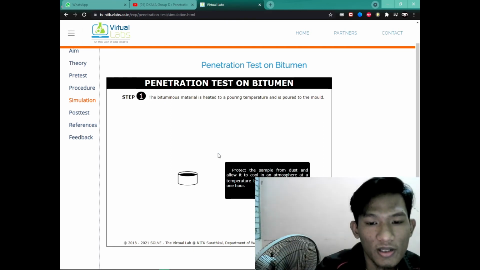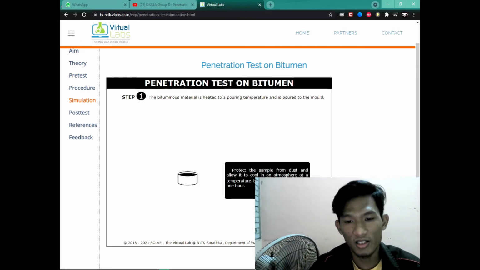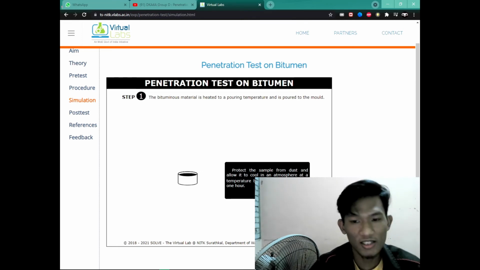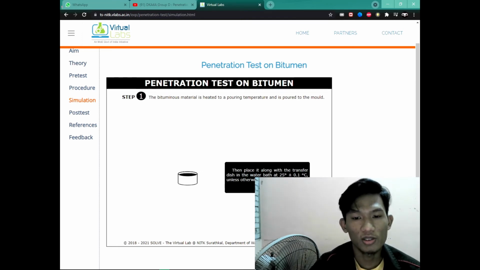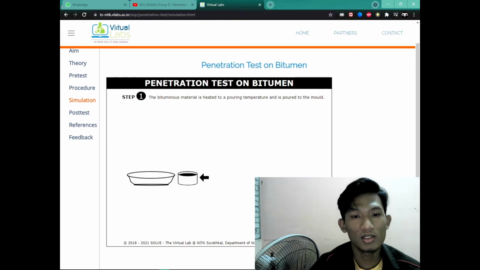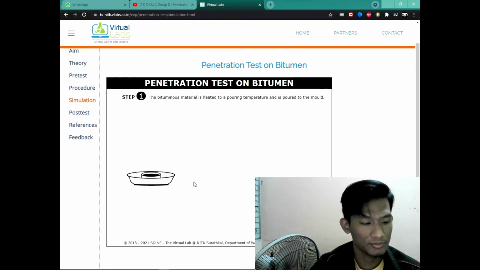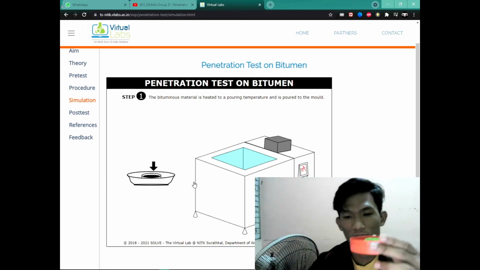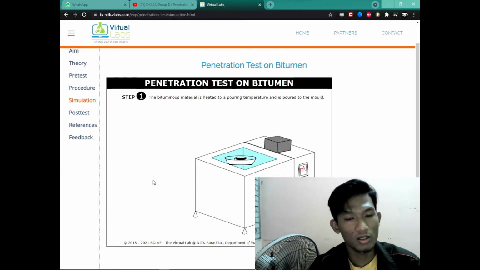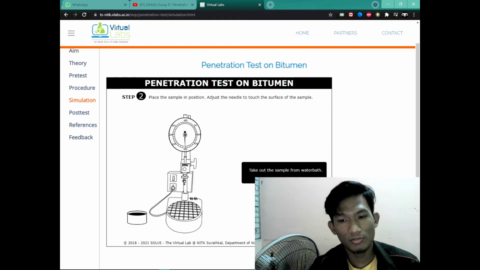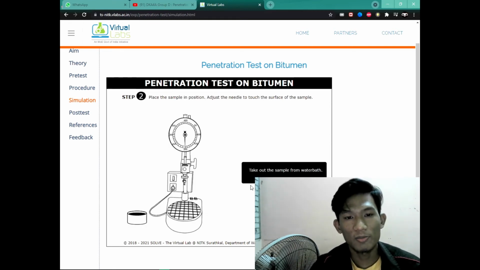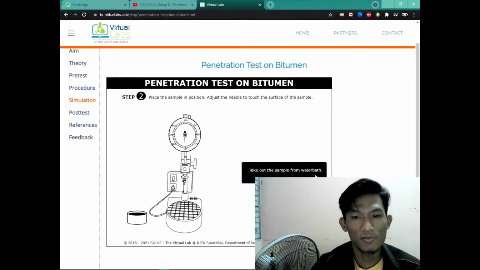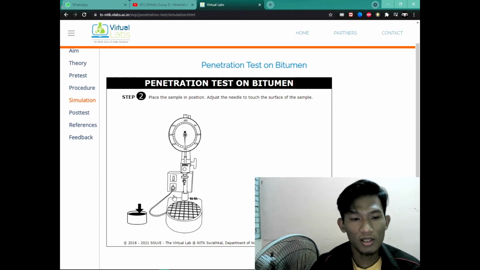Protect the sample from dust and allow it to cool in the atmosphere at a temperature between 15 degrees Celsius and 30 degrees Celsius for 1 hour. Then place it along with the transfer dish in the water bath at 25 degrees Celsius unless otherwise stated. Then put it in, and take it to the water bath. Place the sample in position. Okay, take out the sample from the water bath.